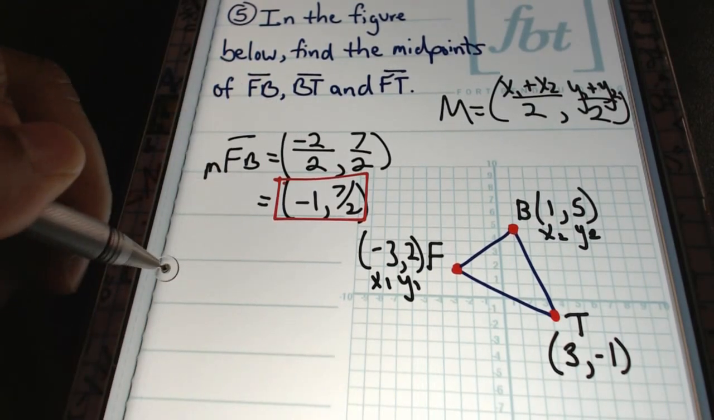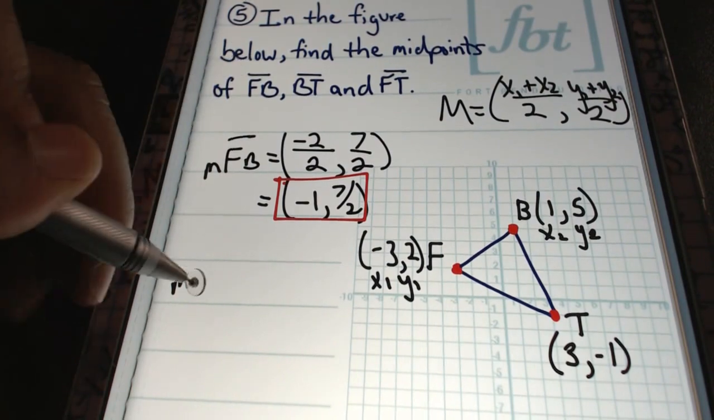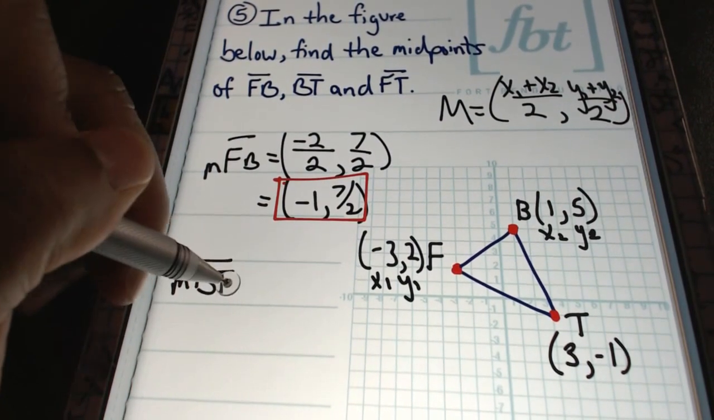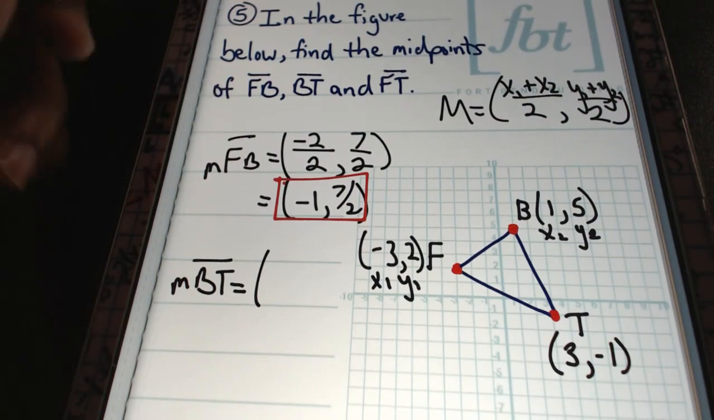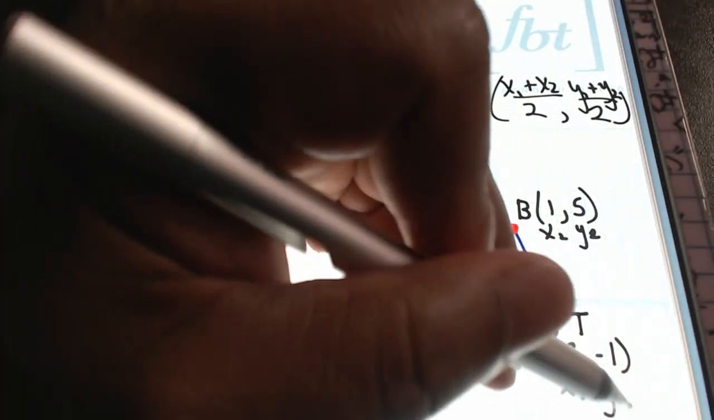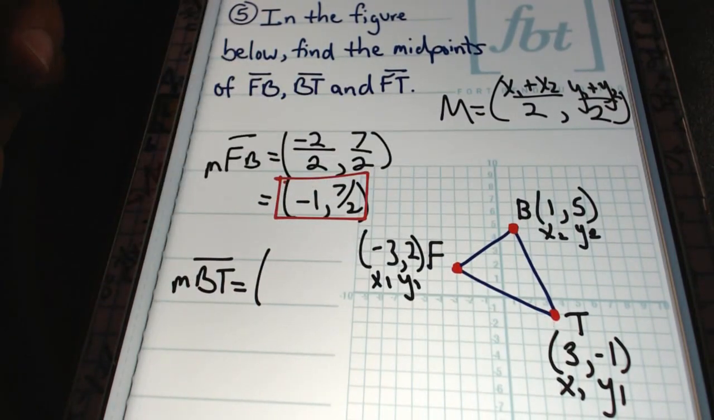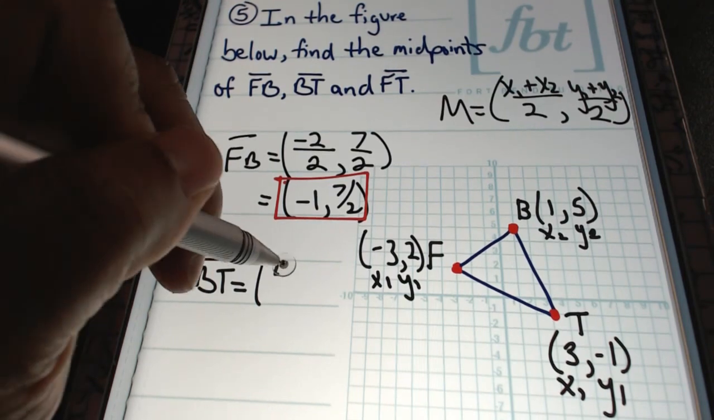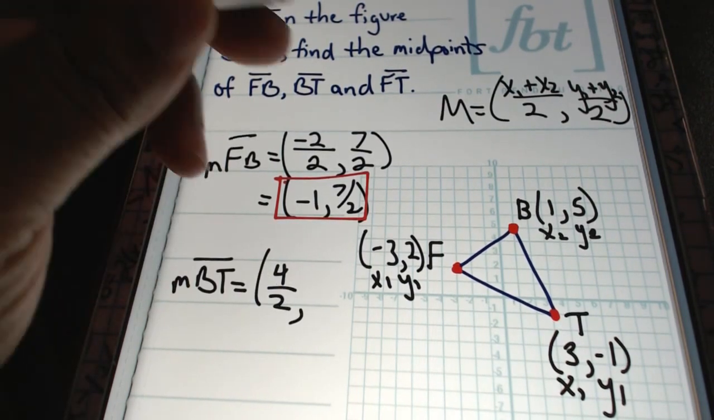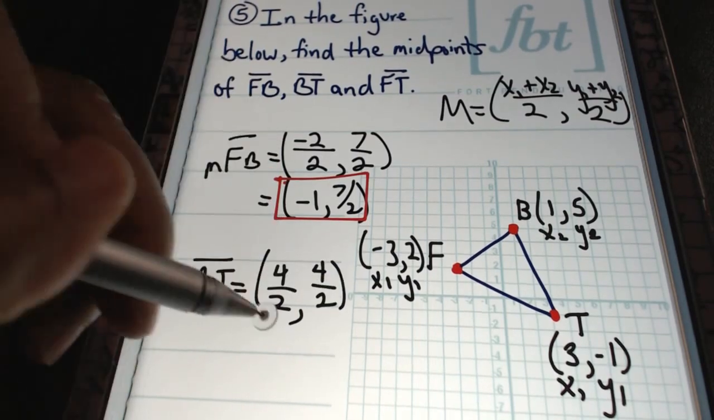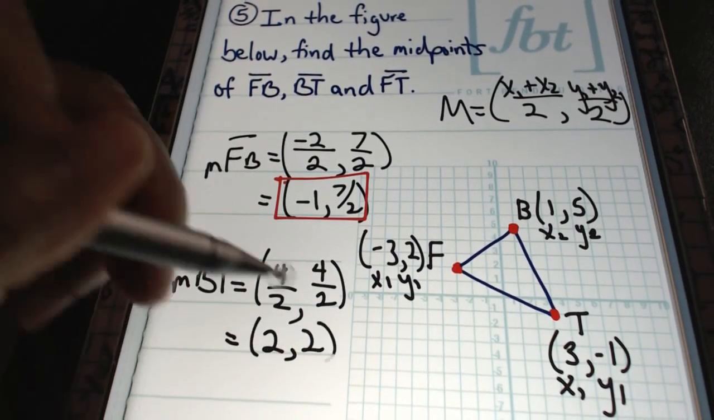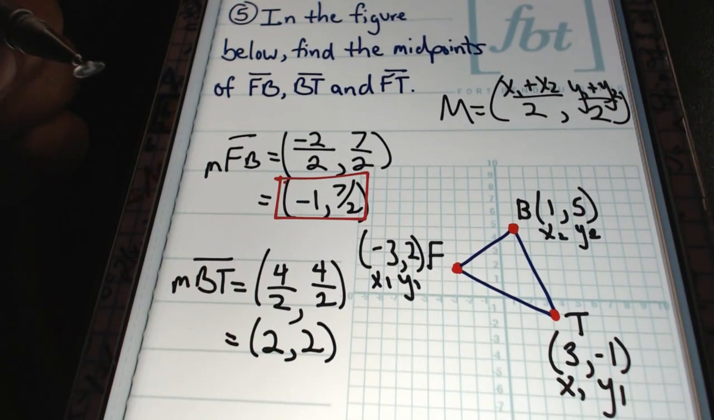Let's continue on. We're looking at the midpoint for segment BT now. The process remains the same. We'll label this as x1 and y1. If we combine the x values between B and T, you'll end up with 3 plus 1, which gives you 4 divided by 2. Then combining the y values, you'll end up with 4 divided by 2. Simplifying this, you'll end up with a midpoint for segment BT that is 2, 2.